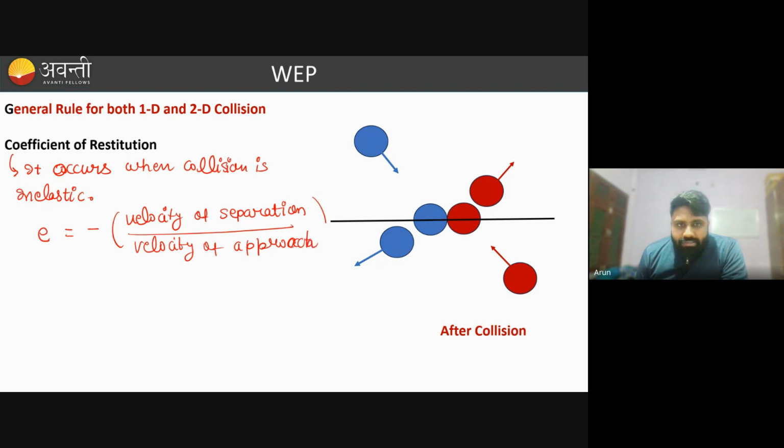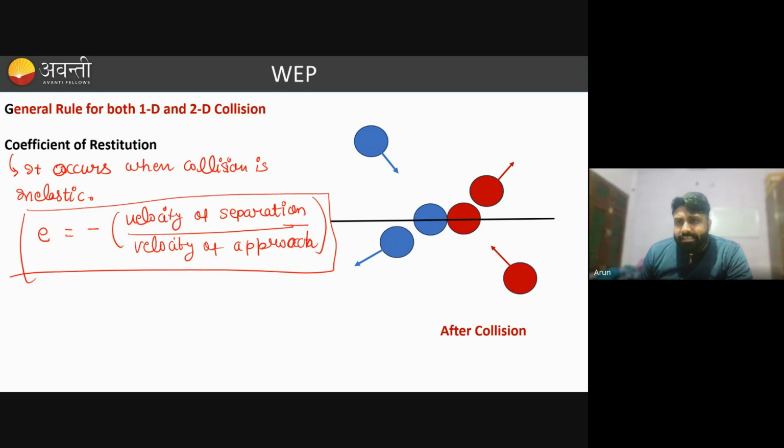Now, what are these velocities? Velocity of separation is the relative velocity after collision, and velocity of approach is the relative velocity before collision. Got it? So these we have to learn: velocity of separation is nothing but the relative velocity after collision, and velocity of approach, as they are approaching towards each other, is the relative velocity before collision. This is the formula.